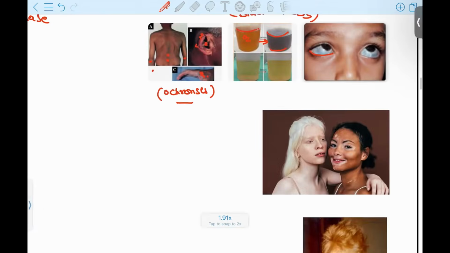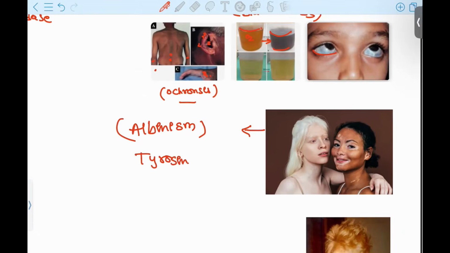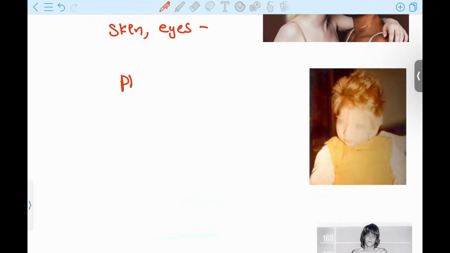And the next one is albinism. Albinism is commonly due to the deficiency of tyrosinase. So complete tyrosinase deficiency will be seen in these albinism patients. And this can involve the skin and also the eyes. So this is how albinism and its oculocutaneous subtypes will present. Deficiency of tyrosinase.